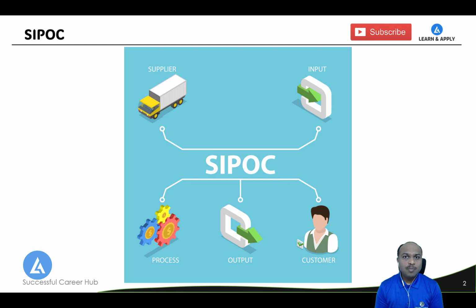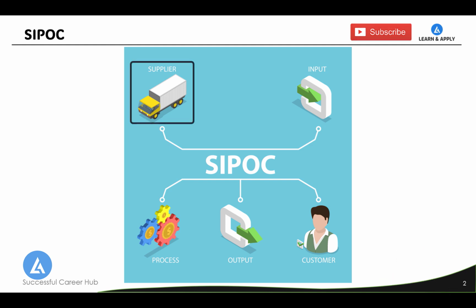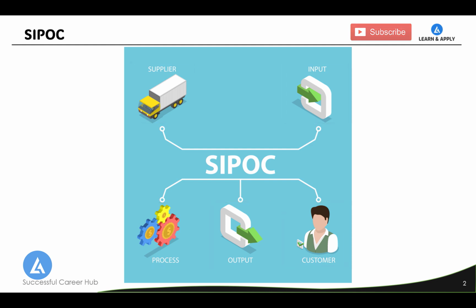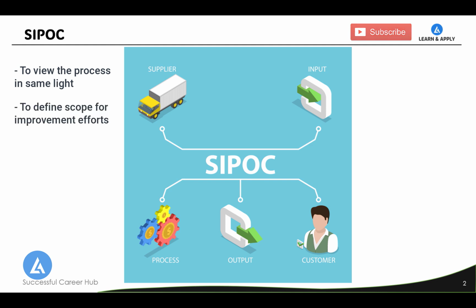SIPOC is one of the most important tools that is used in every Lean Six Sigma project to understand high-level process mapping. SIPOC is an acronym for Supplier, Input, Process, Output, and Customer. SIPOC enables all team members to view the process in the same light. SIPOC is used to communicate the process at a high level and defines the scope of the improvement efforts. This is the first step in cause and effect thinking, contributes to understanding how the suppliers, inputs, process steps, and outputs affect the customer needs.